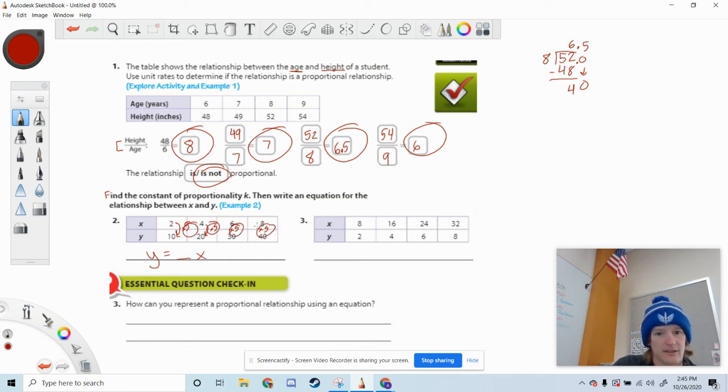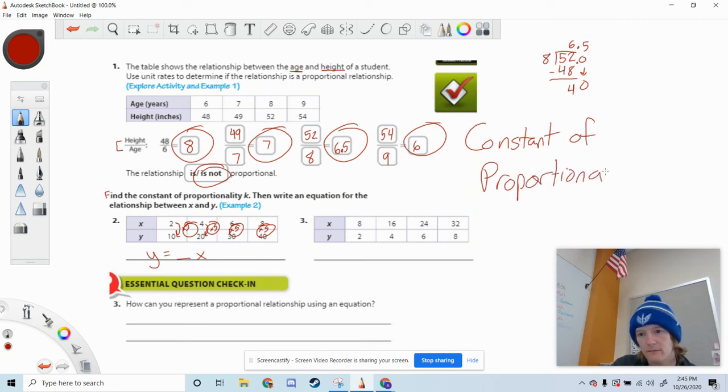It's our constant. It's called the constant of proportionality. And we're going to use the letter k to represent that number. So this will be in the form y equals kx. We are always multiplying by 5 in this problem, so our equation is y equals 5x.